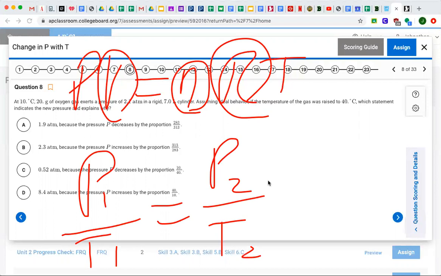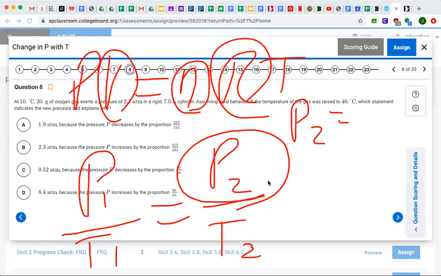T2, right? That's the easy, quick way to get this whole thing set up. So you've got that situation, and what you're really looking for is P2, because you've got everything else. So if you rearrange, what do you get, Caton? How do you rearrange that? P2 equals P1 times T2 over T1.